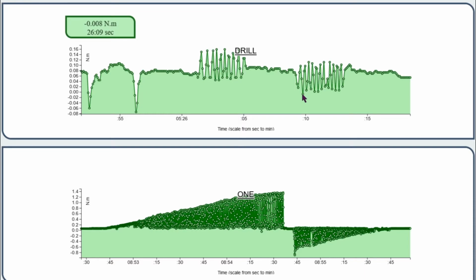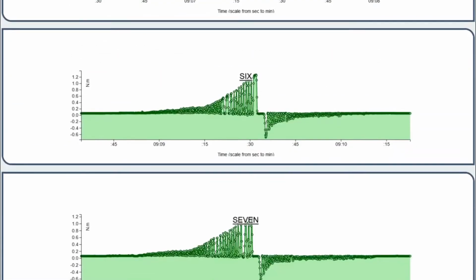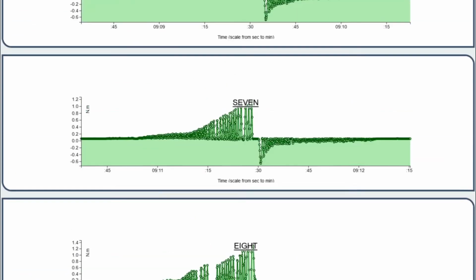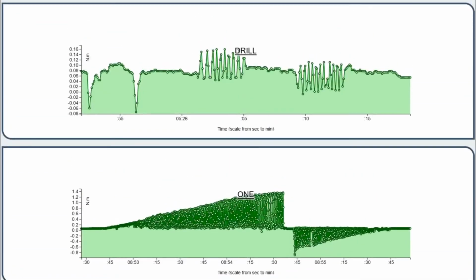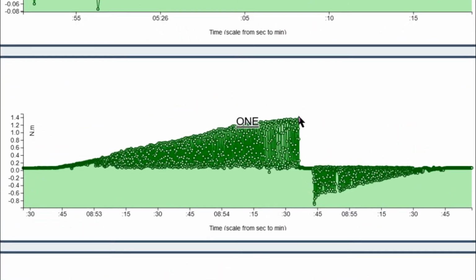First off, we're going to take a look at the drilling, inserting, and removing. After that, we're going to go through all 10, beginning with the first one. Notice that our torque started peaking out, which is why I stopped at about 1.4 Newton meters. And then there was your removal torque.